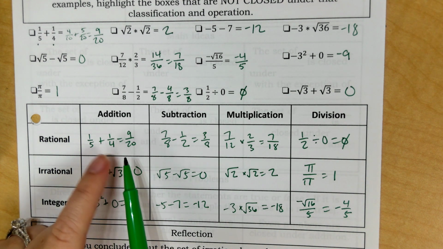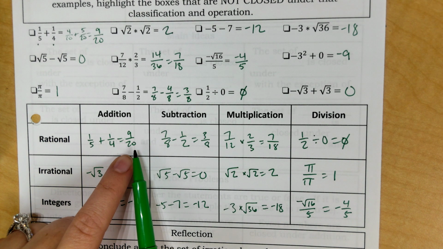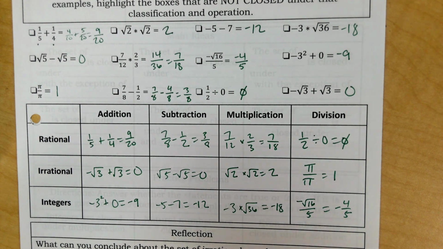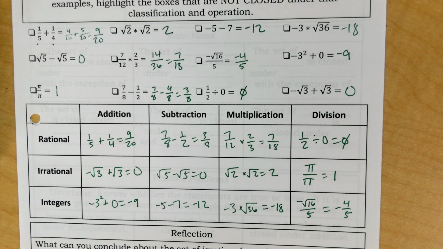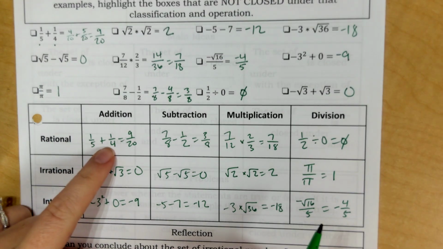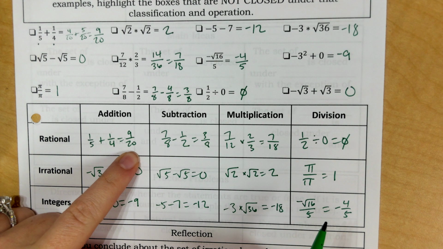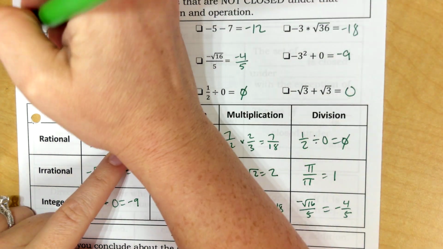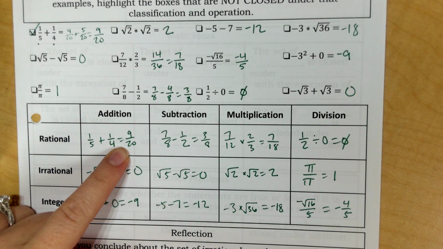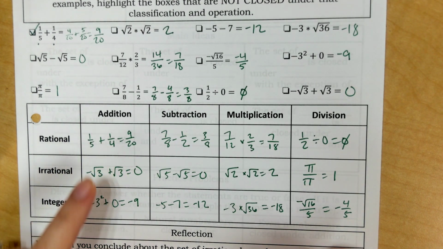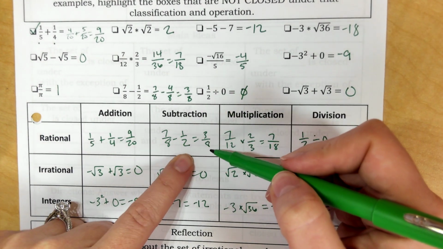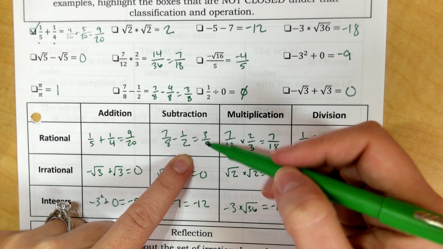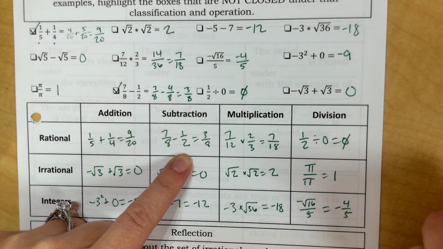So now I'm going to look at the terms and the solution here and decide if they are closed or not. The directions tell us just to highlight the boxes that are not closed. If I look here, I have a rational number plus a rational number, and that equals a rational number, so that is closed. I'm just going to put a check mark up here next to that one so I can keep track of it. Then I have 7/8 minus 1/2, so a rational number minus a rational number gave me a rational number. That one is another example of closure.